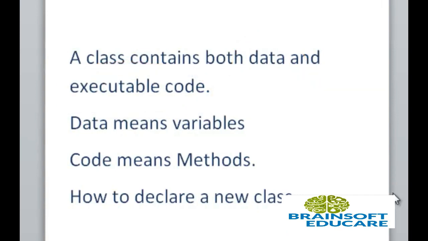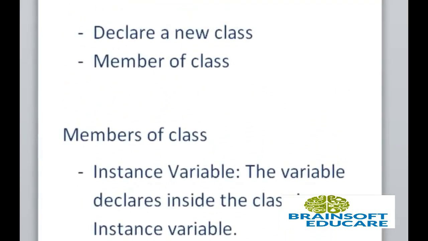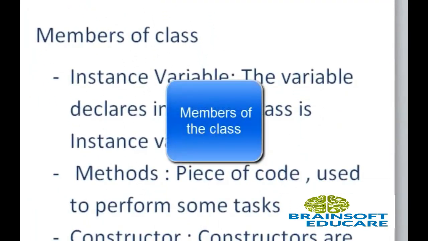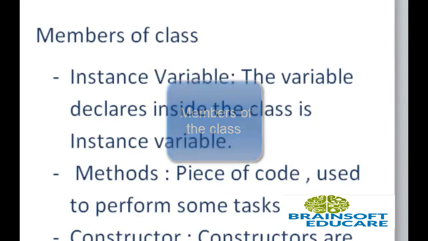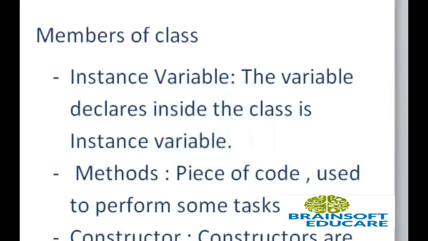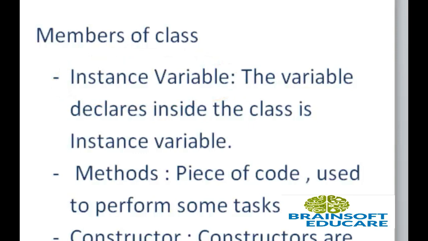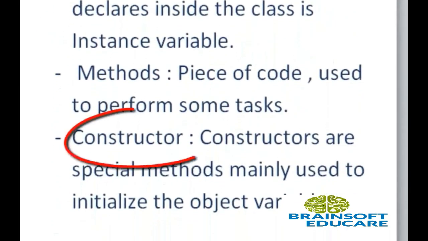Let's take a look at how to declare a new class. You should declare a class in a Java program. Members of a class is the most important part of the class, which contains variables, constructors, and methods. Let's go through the members of a class. First of all, instance variable. A variable declared inside the class is called an instance variable. Methods. Constructor. Constructors are special methods mainly used to initialize the object variables.